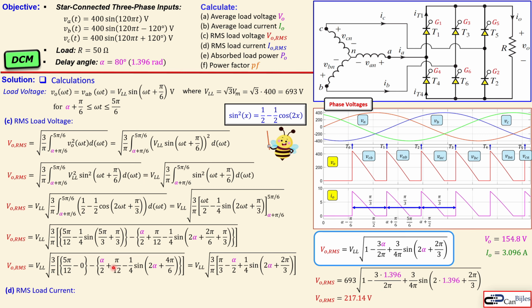Okay, for the RMS load current, that job is done quite easily, almost in 5 seconds. Just use your Ohm's law, and then divide by 50 in this case, and you get here 4.343 amps. Similarly to the average load current, what we have done.